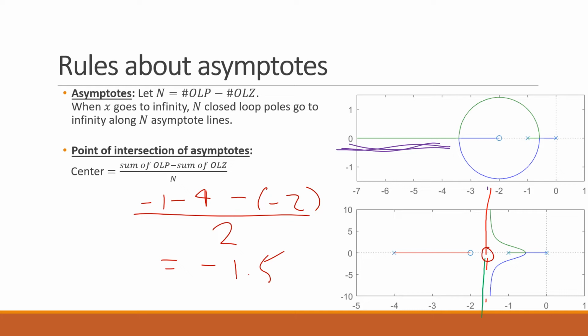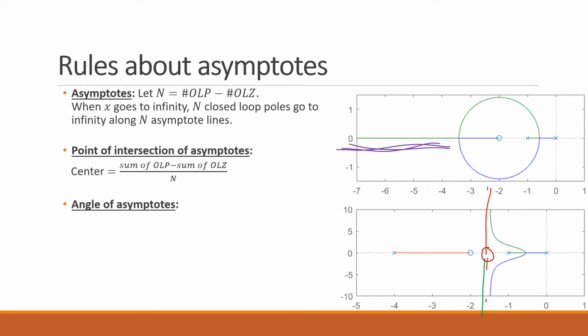Let's delete all that. So that's the second thing about asymptotes. The first thing was the number of asymptotes, the second is where the asymptotes intersect, and the third is the angle of these asymptotes. The angle of these asymptotes depends upon the number of asymptotes, and this is the formula for it. The angle would be plus or minus pi over n, plus or minus 3 pi over n, plus or minus 5 pi over n, and so on, the odd numbers basically.